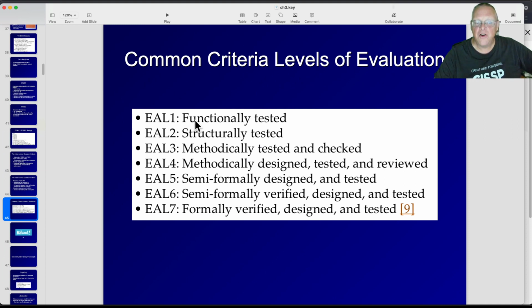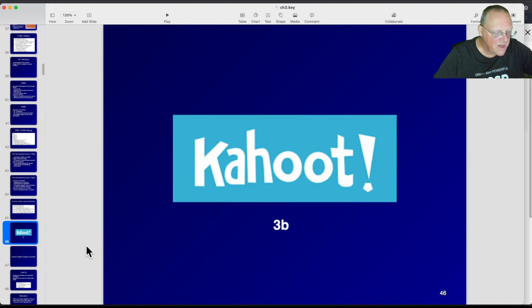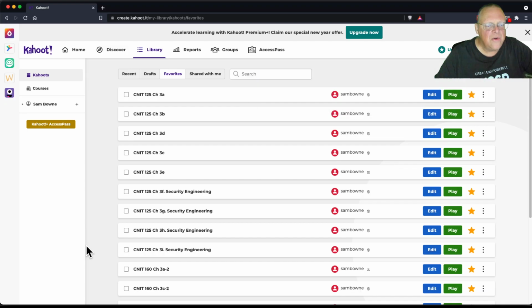EAL, functionally tested, just means it works. Structurally tested, I think, means you've looked at the supply chain and things like that. Then methodically tested and checked, formally tested, and finally formally verified, designed, and tested means you've considered everything and recorded. You can prove that you considered all these risks, and so this is from the lowest security to the highest security. All right, let's take another Kahoot.